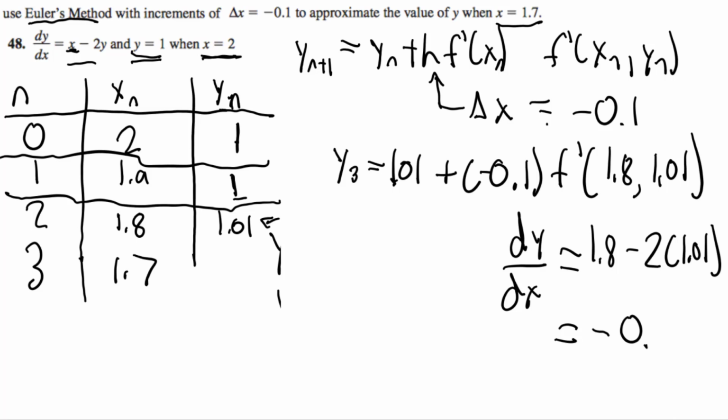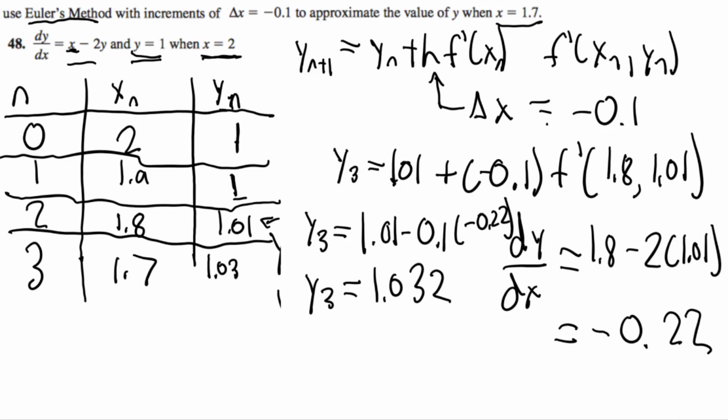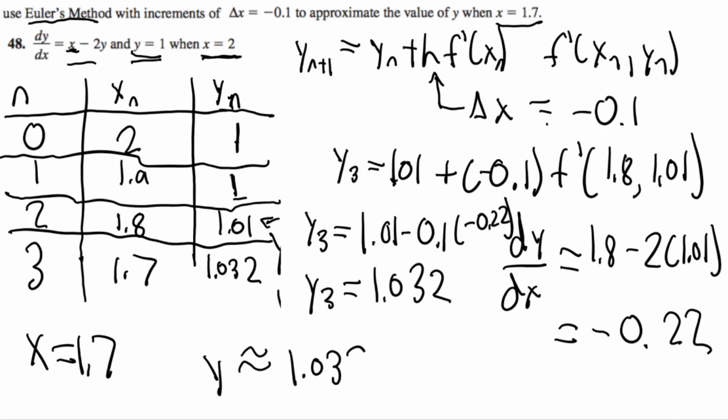negative 0.22. So y3 is equal to 1.01 plus negative 0.1 times negative 0.22. Then we plug this into our calculator, and we get a value of 1.032. We can put this back into our table, and we found that when x is equal to 1.7, Euler's method gives us an approximation of y is approximately equal to 1.032. And that is our answer.